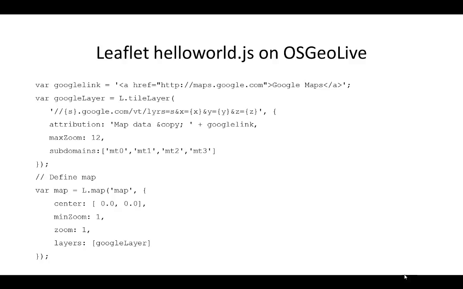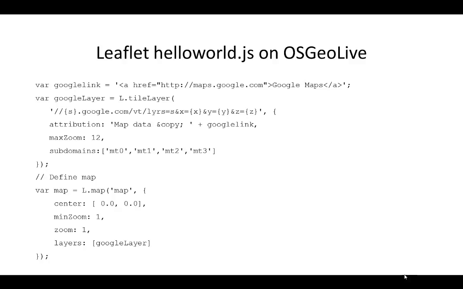We then declare a variable called Google Layer. Google Layer is set to a Leaflet. The big L stands for Leaflet, but everything that you do with Leaflet is going to start with a big L. Big L dot, that's the method, remember, tile layer. So what we're going to do is we're creating a tile layer. A tile layer is like a web map service in that it delivers maps as images.